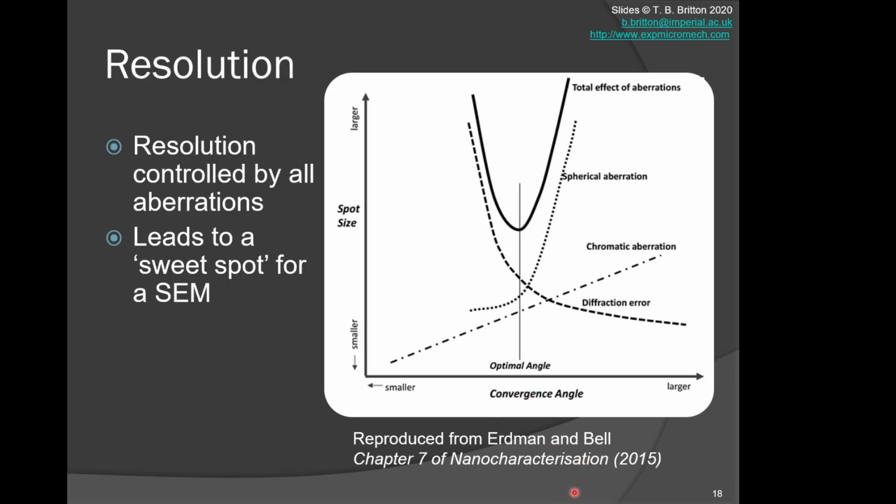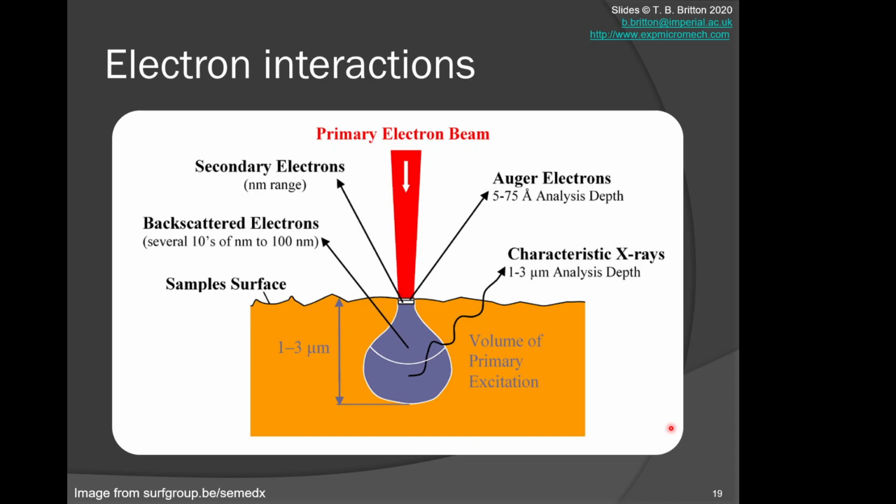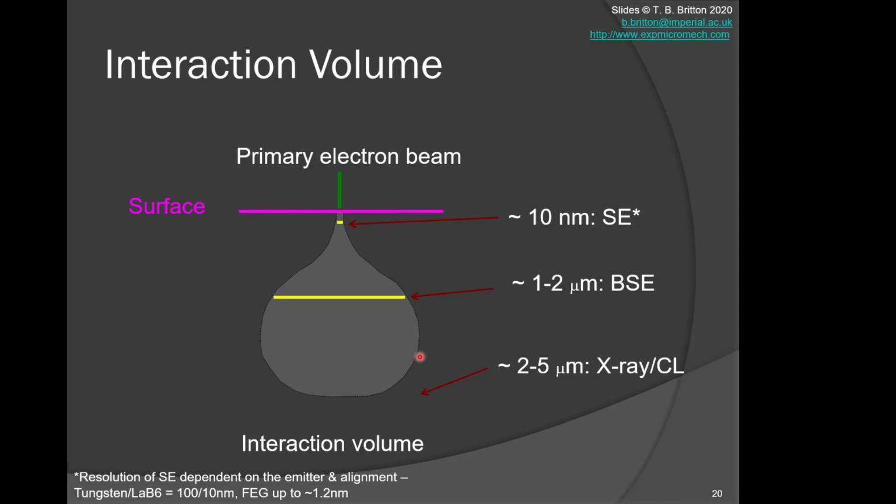For more information, you can see chapter 7 of Erdmann and Bell for this. So now we've got our very sharply focused probe of electrons that's going into our system, and we can now effectively consider the signals that are generated and what the images will look like through the consideration of those electron-matter interactions. So we have to think about what is happening in our electron-matter interactions.